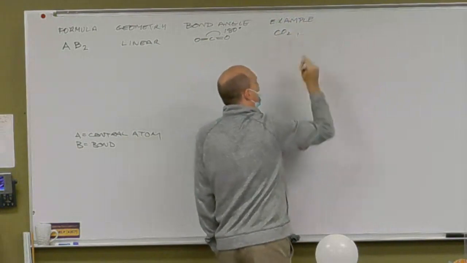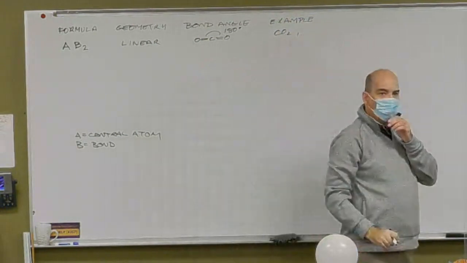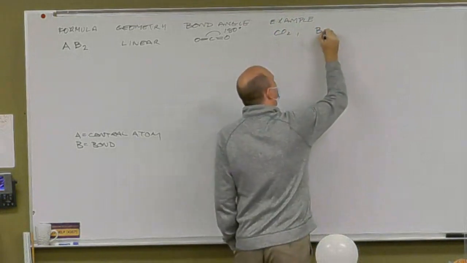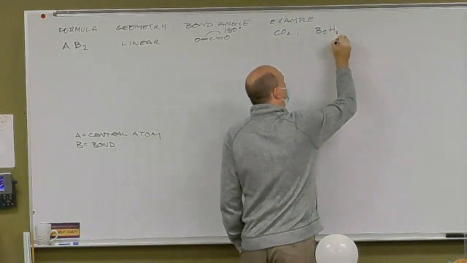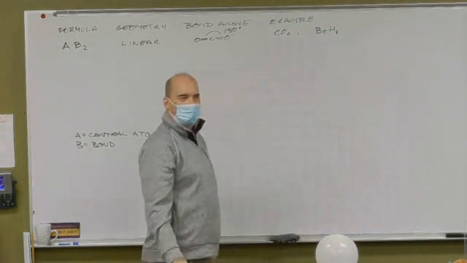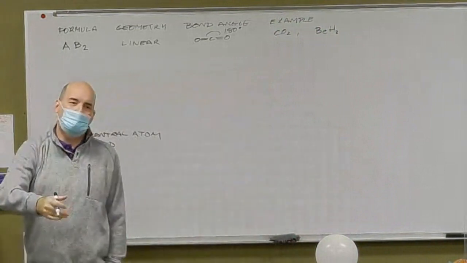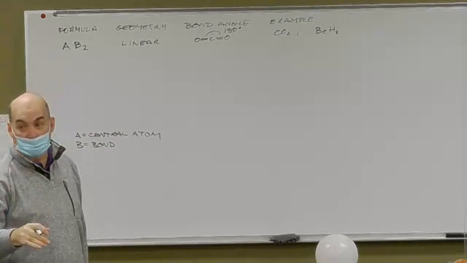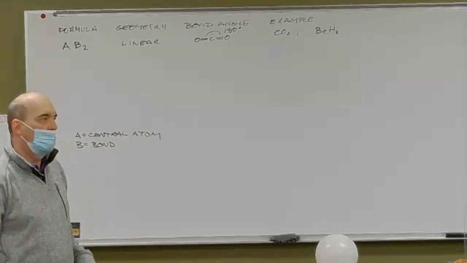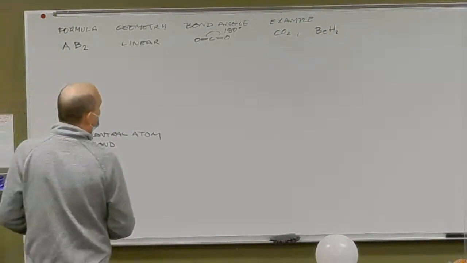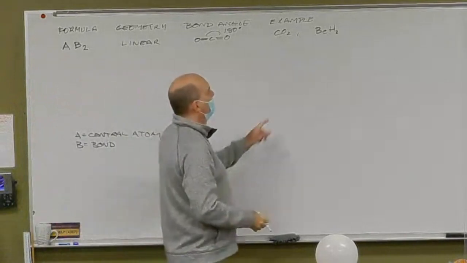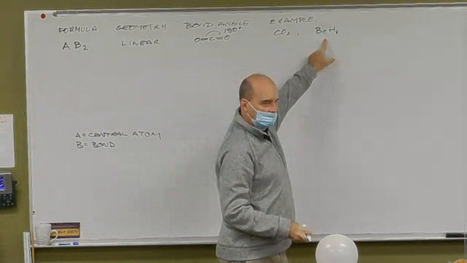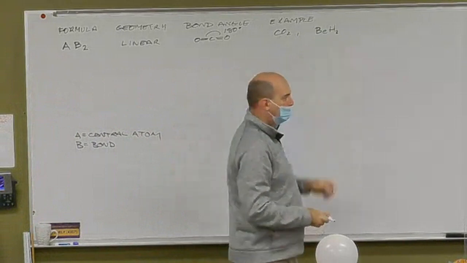Example would be something like carbon dioxide, or we could put something from group 2, as long as it's covalent. As you move down the group, things become more and more and more ionic. So the only thing in group 2 that even stands a chance of being covalent is the very top of the group, the beryllium. Okay.